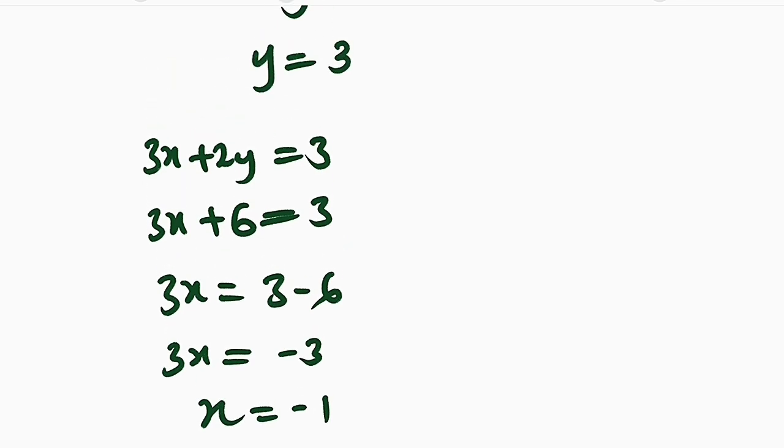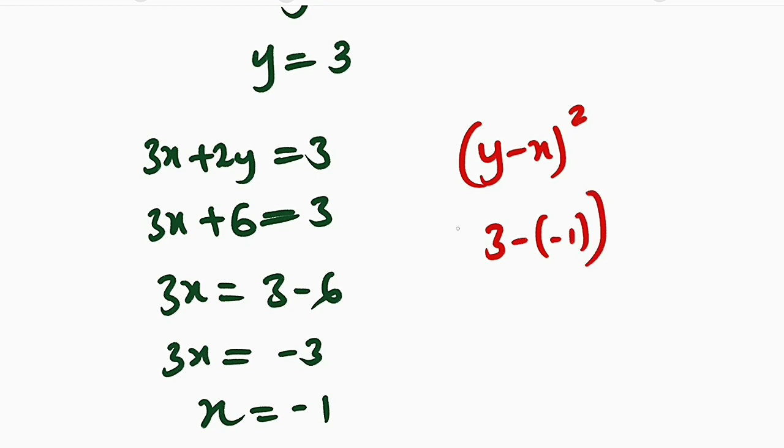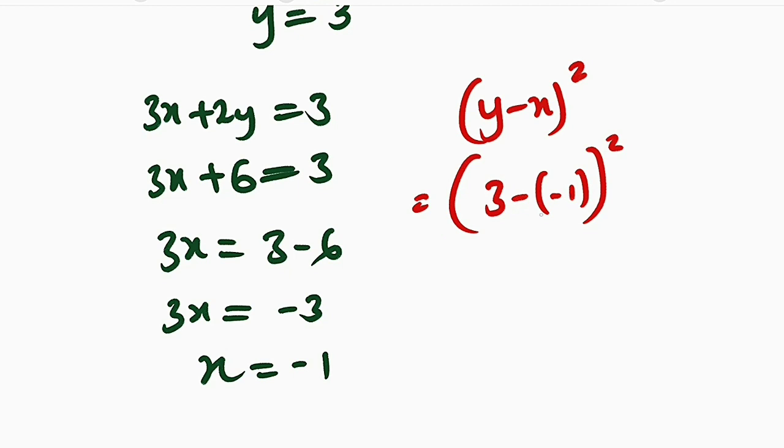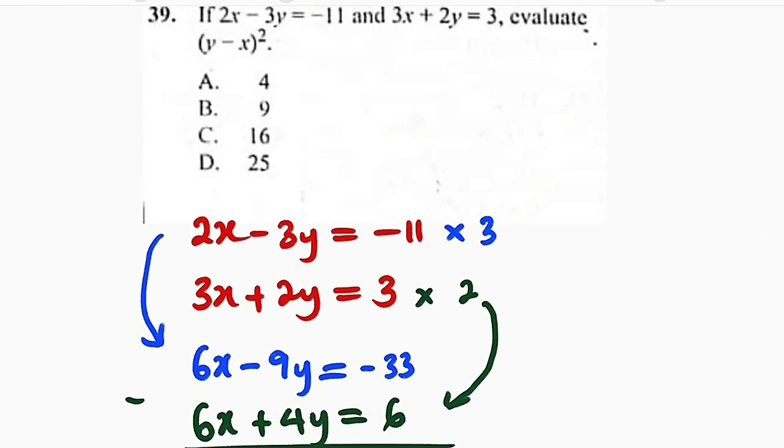But what are we looking for? We are looking for y minus x whole squared. y is 3, minus x is negative 1, whole squared. This is 3 minus minus is plus. We have 4 squared, which is 16, right? So we have the right answer to be 16, which is option C.